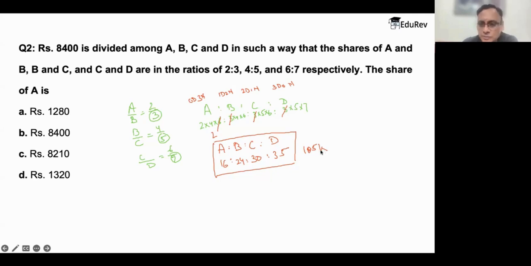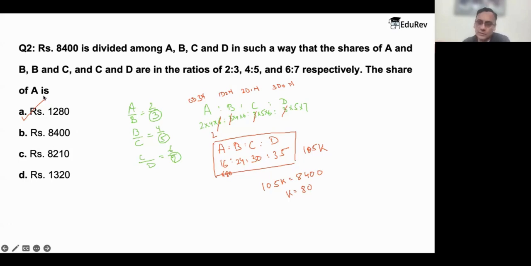Now there are 2 methods of solving this question. We had discussed last time also. One method is you find the constant. I can say that 105K is equal to 8,400, or K is equal to how much? 80. K is equal to 80. Okay, this is one method. So if K is equal to 80, A will be 16 into 80, which will be 1280. So the answer will be choice A.